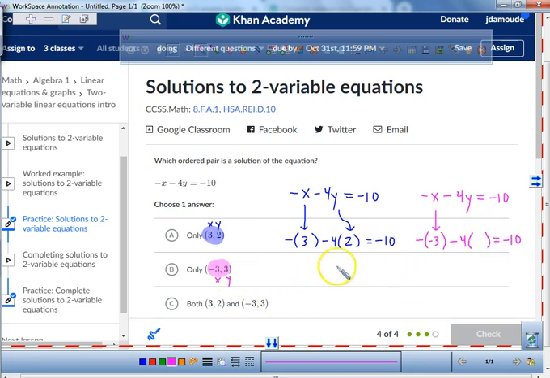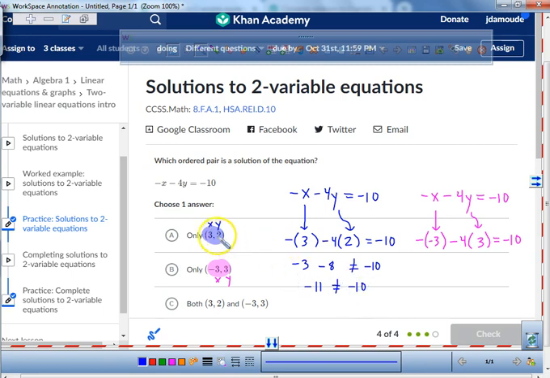Now, what's my y value? I'm going to plug in right there. 3. Boom. You're done. Now, once you have it like this, I'm going to do it in my head, but you guys can use a calculator. So we're going to use our brains here. A negative times a 3 is a negative 3. A negative 4 times a 2 is a negative 8. That's not going to be equal to a negative 10, because negative 11 is not equal to negative 10.